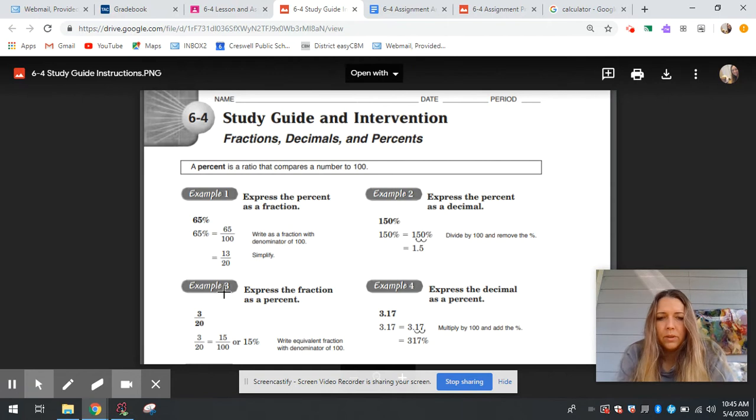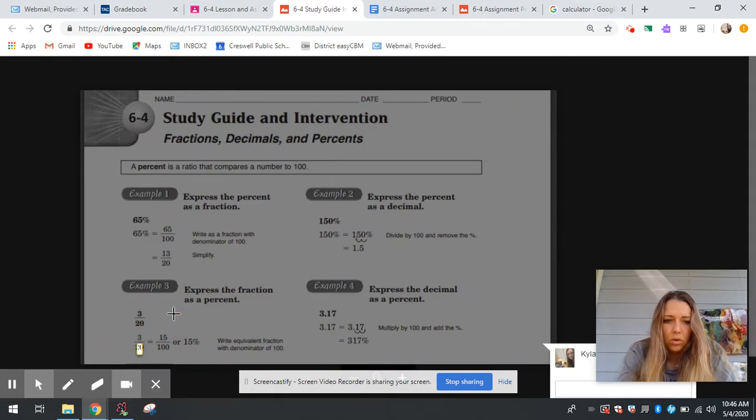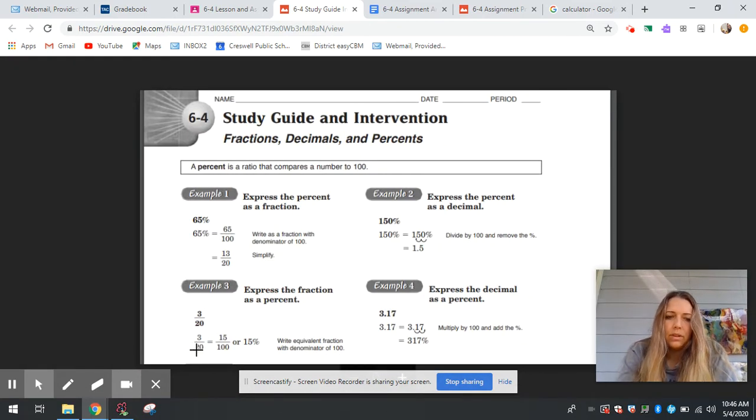Okay, number 3 says express the fraction as a percent. So if I have 3 out of 20, you might notice an issue right away because it's not out of 100. So what you have to do is turn this fraction into something out of 100. I can do that by figuring out how many times the denominator fits into 100. 20 fits into 100 5 times: 20, 40, 60, 80, 100. Then I multiply the bottom by 5, then I multiply the top by 5. And 3 times 5 is 15. So I got 15 out of 100. Perfect. Since percents are out of 100 and I'm supposed to write this as a percent, I write 15%.